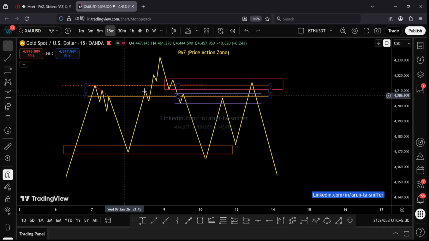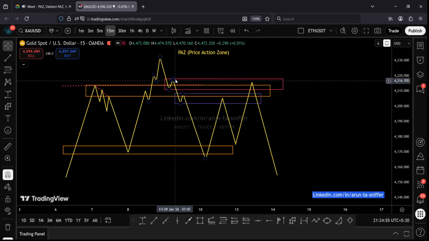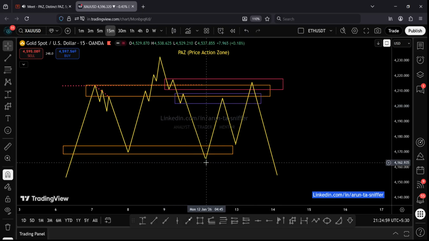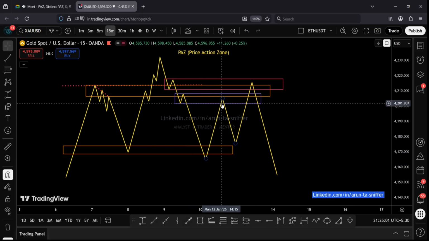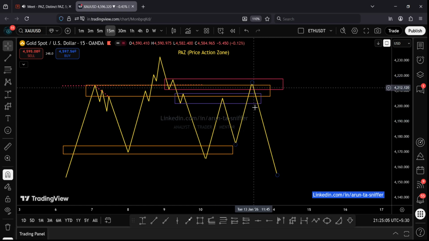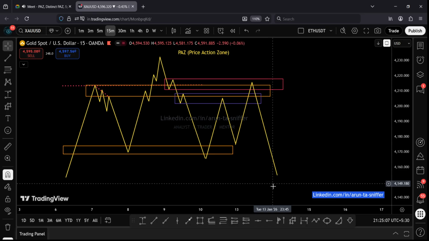This price action zone comes down, risking, comes down, risking, comes down, engulfs, goes up, reacts to this, goes back, then goes up, reacts to this, and then finally comes down. So this is the relation between distinct price action and symmetry.